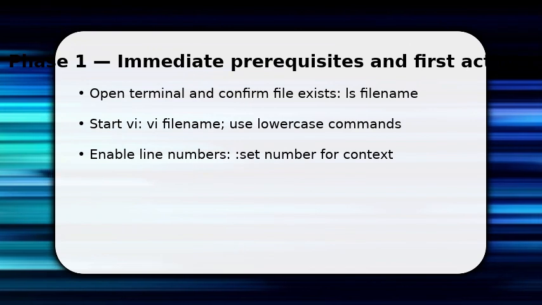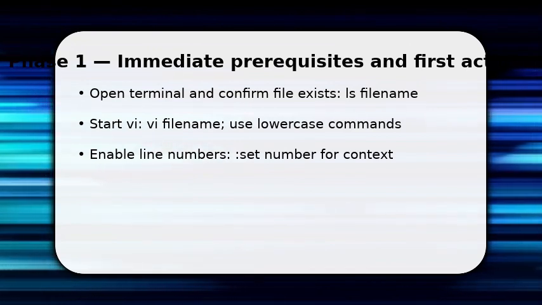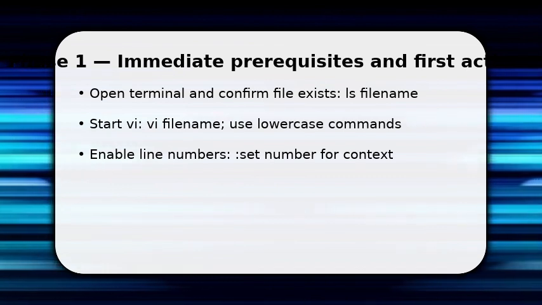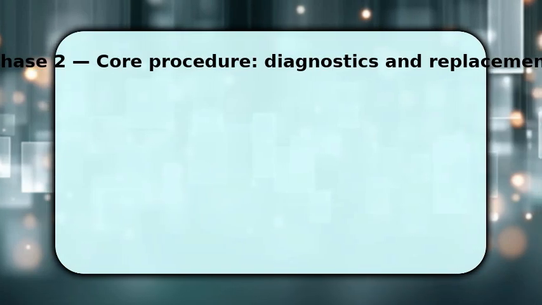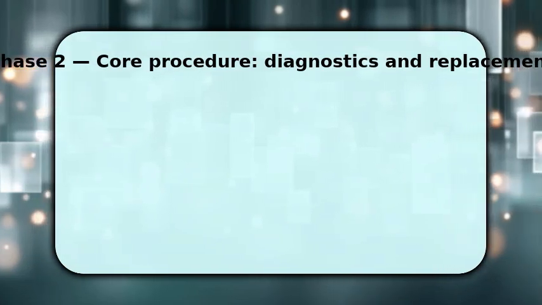Use set number to orient yourself to line positions, and mark the line with MA to return quickly. Make sure to save a snapshot with W before heavy edits so you can revert. Once done with initial edits, focus on precise transformations.